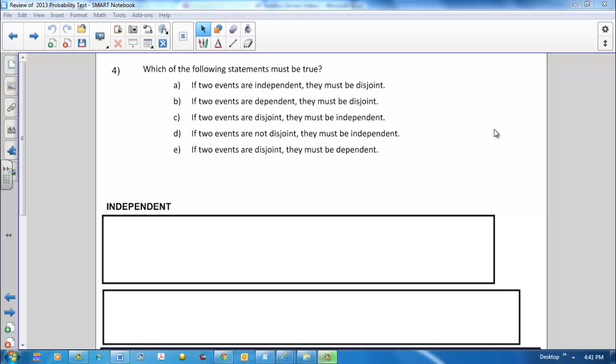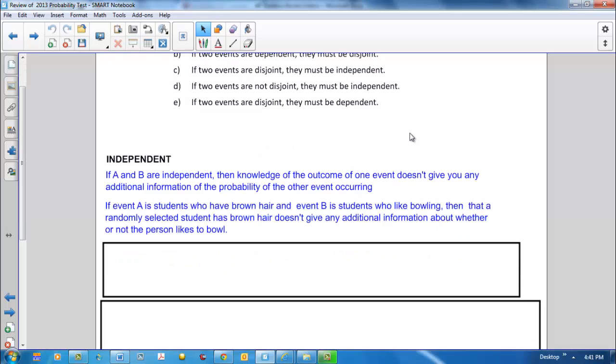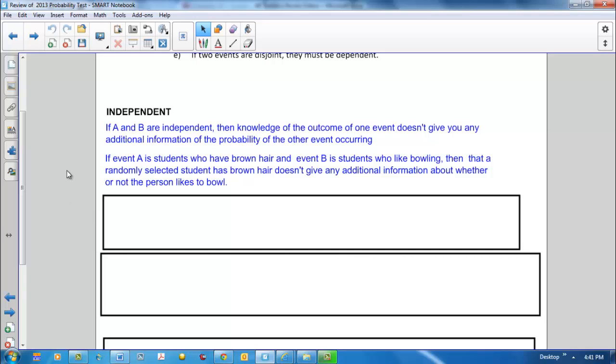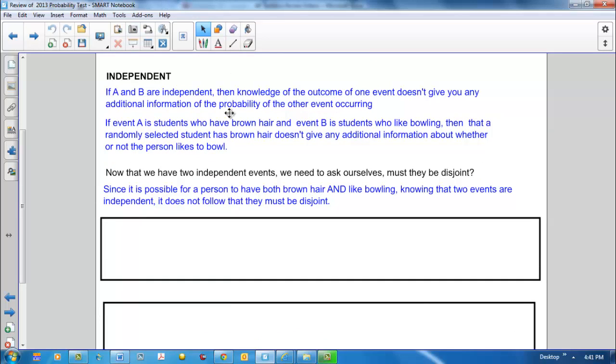All right, let's think about what independent means. If A and B are independent events, then the knowledge of the outcome of one event doesn't give me any additional information about the probability of the other event occurring. For an example, suppose event A is students who have brown hair and event B is students who like bowling. If I randomly select a student and tell you that the student has brown hair, does that give you any additional information on whether or not the person likes to bowl? So we've decided that having brown hair and liking to bowl are independent of each other.